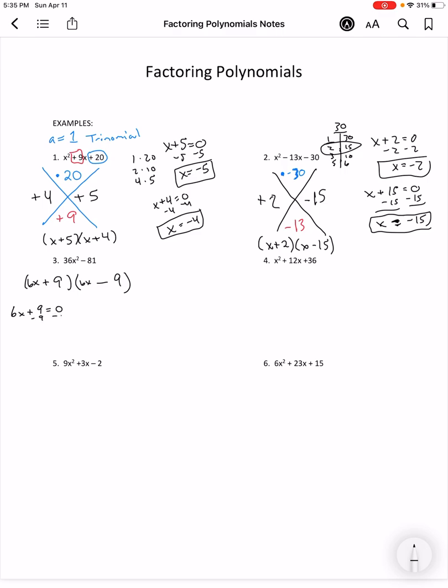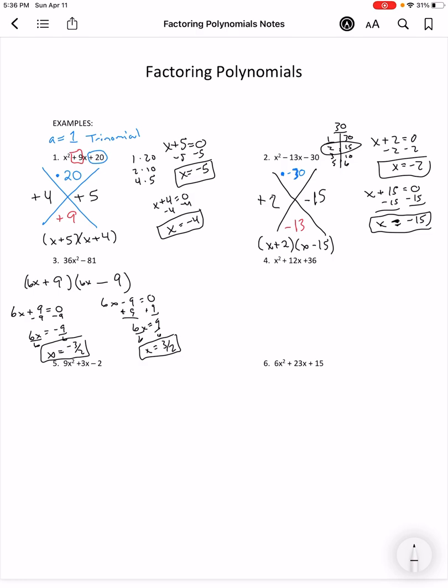All right, and again, if I were to solve that, I would say 6x plus 9 equals 0. I would subtract 9 from both sides, so 6x equals a negative 9 divided by 6. And so then x equals a negative 3 over 2. Then I would do the same thing over here, 6x minus 9. I would add 9 to both sides. So now 6x equals 9 divided by 6. So x equals 3 over 2. So again, I could get my zeros just by solving, by setting both factors equal to 0.